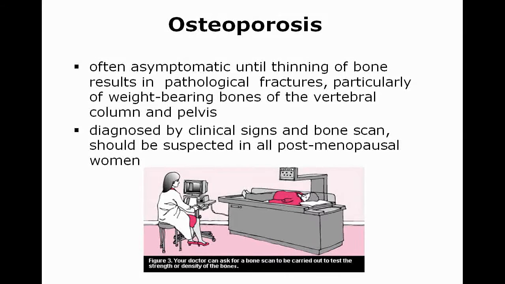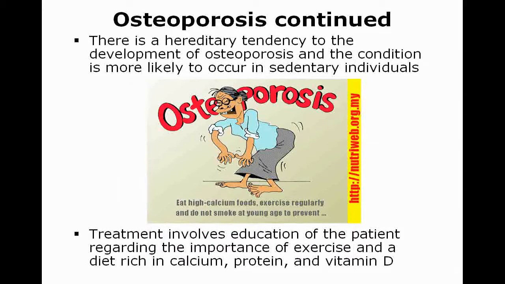Osteoporosis is easily diagnosed by a bone scan. And it's pretty common for bone scans to be performed on the postmenopausal women, especially those that have a family history of osteoporosis. The hereditary tendency is great. If a person's mother or sisters have osteoporosis, they're very likely to have osteoporosis also. And it is more common in sedentary individuals. The person that exercises more and uses those weight-bearing bones and muscles, they're much less likely to have the osteoporosis.